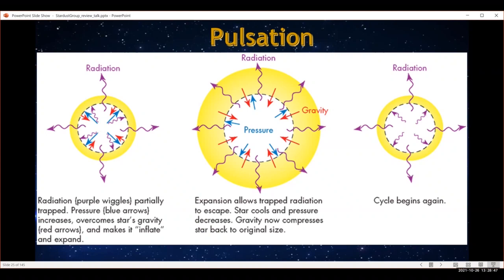Every time it expands, it cools and it changes the state of the ions. And so it changes the opacity. And when it shrinks, it loses electrons and changes the opacity again. And so it can never get to an equilibrium position. And so that's why we get pulsation in these types of stars. It has to do with the level of the density and the ions that are in the mantle of the star.